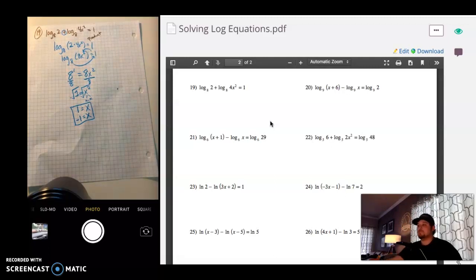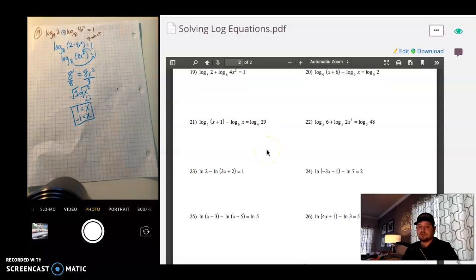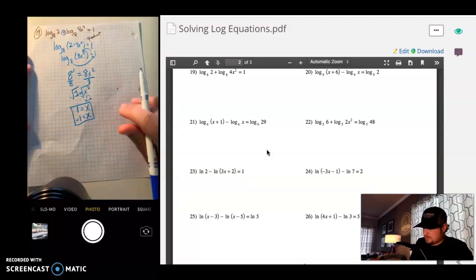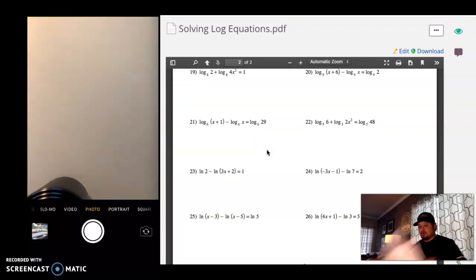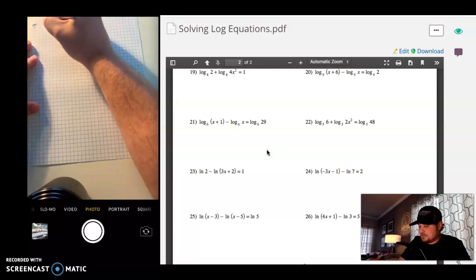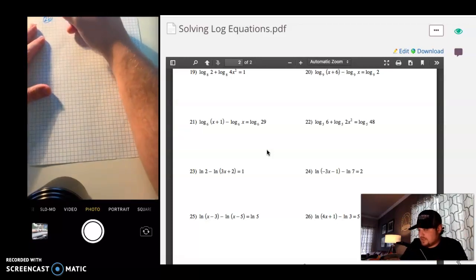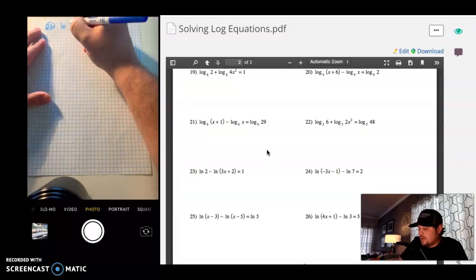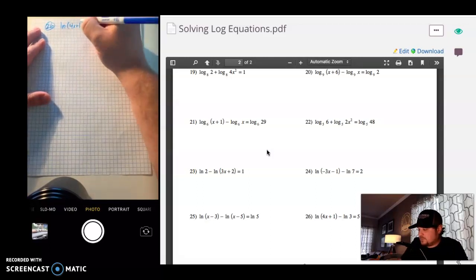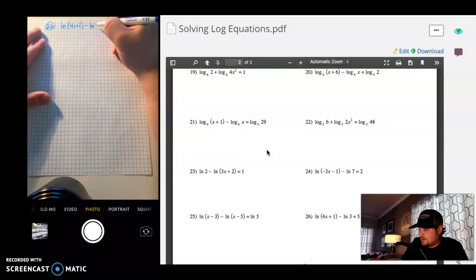Okay, the last one that I want to do is one that involves an ln. I'm going to choose to do number 25. Actually, let me do number 26. Let me grab another piece of paper. All right, so number 26, which is the last one on the page, we know that's usually the most difficult one. We've got ln of 4x plus 1 minus ln of 3, and we know that that's equal to 5.